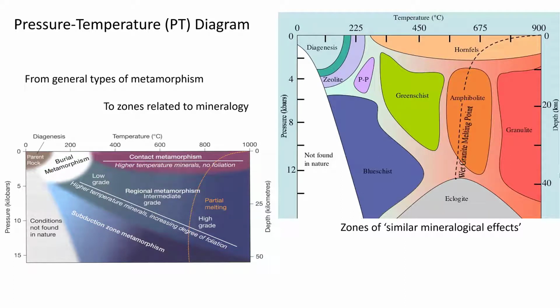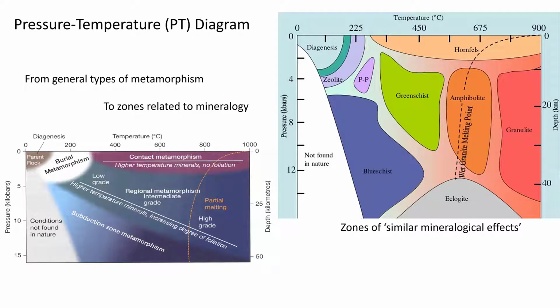And there's also another zone for subduction zone metamorphism, as well as burial metamorphism, and it all starts with diagenesis of the parent rock near ground surface, i.e. for sedimentary and igneous rocks. Now we can translate this diagram to the one on the right that actually shows zones related to mineralogy that are present in rocks that experienced these pressures and temperatures.